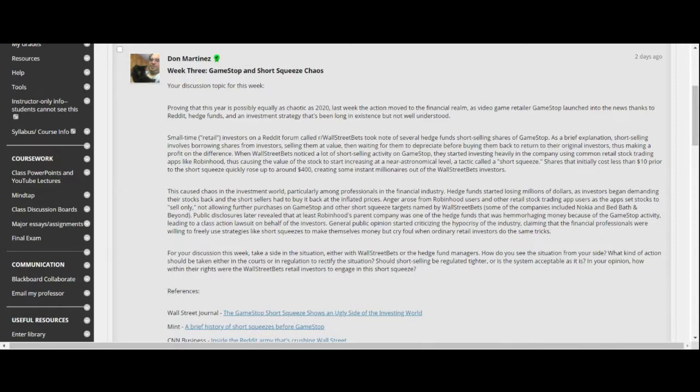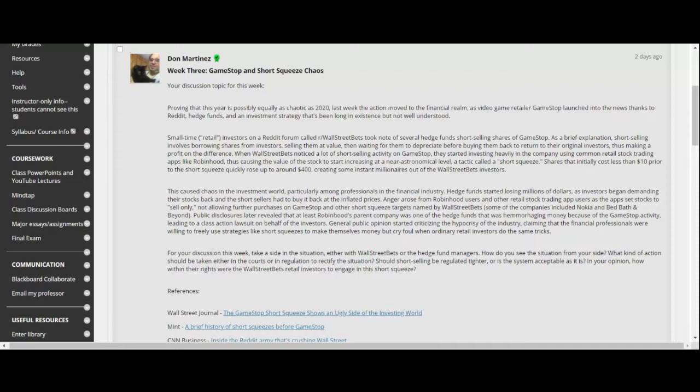Small-time or retail investors on a Reddit forum called r/WallStreetBets took note of several hedge funds short-selling shares of GameStop. As a brief explanation, short selling involves borrowing shares from investors, selling them at value, then waiting for them to depreciate before buying them back to return to their original investors, thus making a profit on the difference. When Wall Street Bets noticed a lot of short selling activity on GameStop, they started investing heavily in the company using common retail stock trading apps like Robinhood, thus causing the value of the stock to start increasing at a near astronomical level, a tactic called a short squeeze.